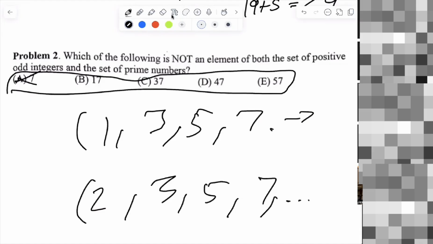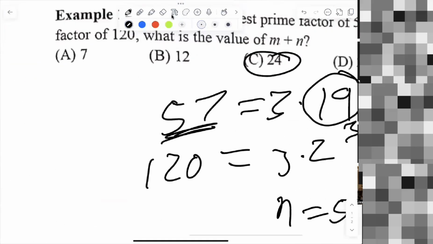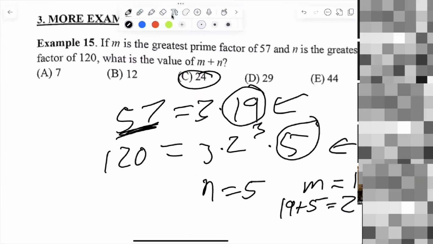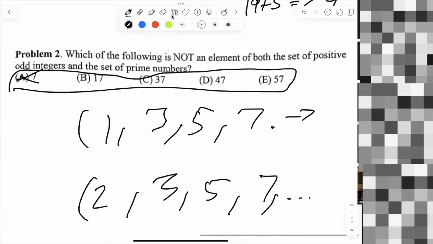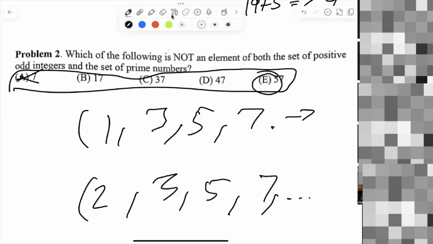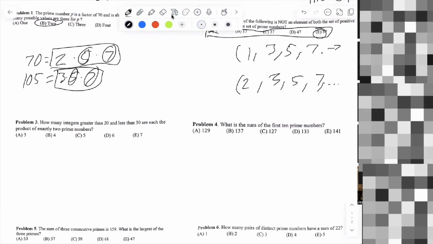Now, we talked about this before. That 57, right over here, 57 is divisible by 3 and 19. So from here, we know that 57 is composite. That's our answer. Alright? Now let's move on to problem 3.